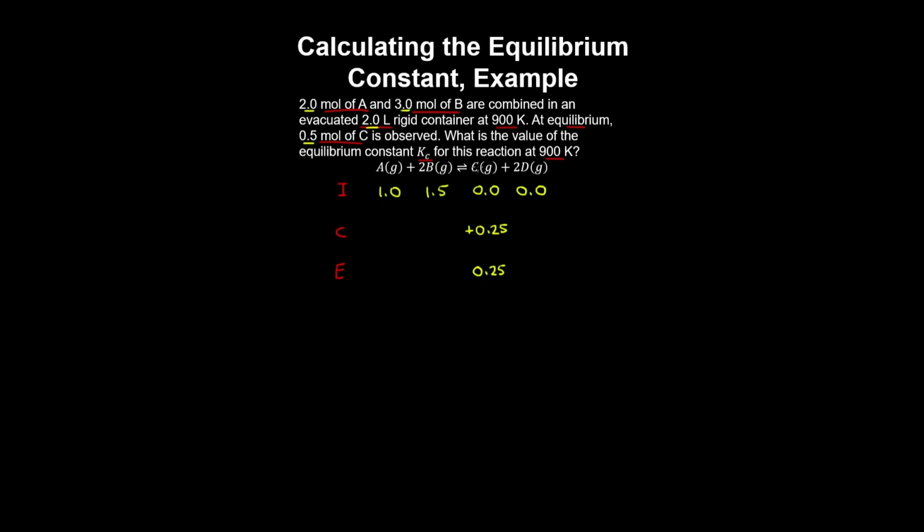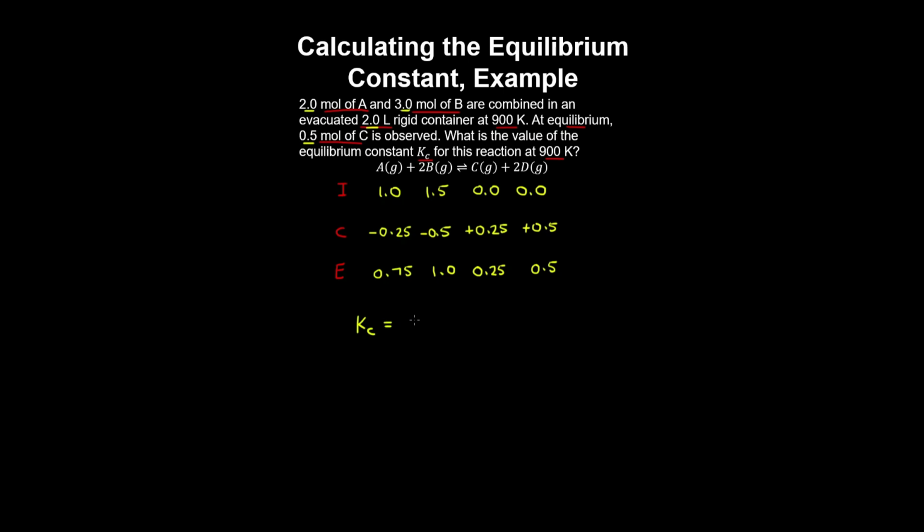And for every mole of C that's produced, 2 moles of D are produced. And 2 moles of B are consumed. And 1 mole of A is consumed. And now adding all these together, we obtain the equilibrium concentrations, which we can use to calculate our equilibrium constant.